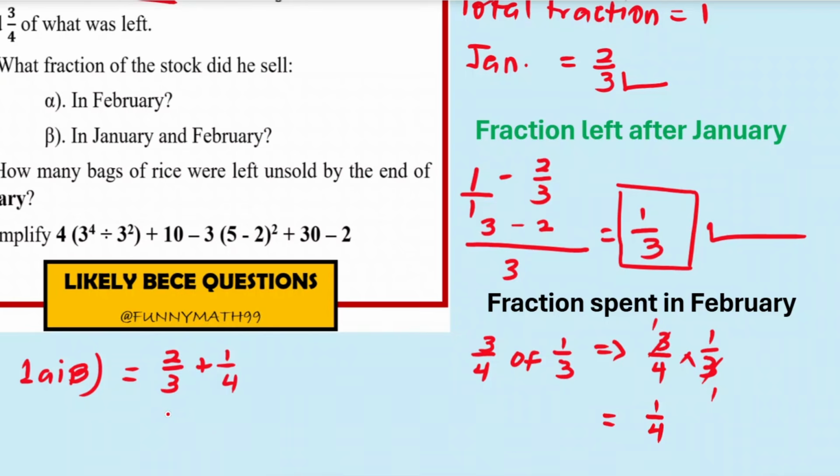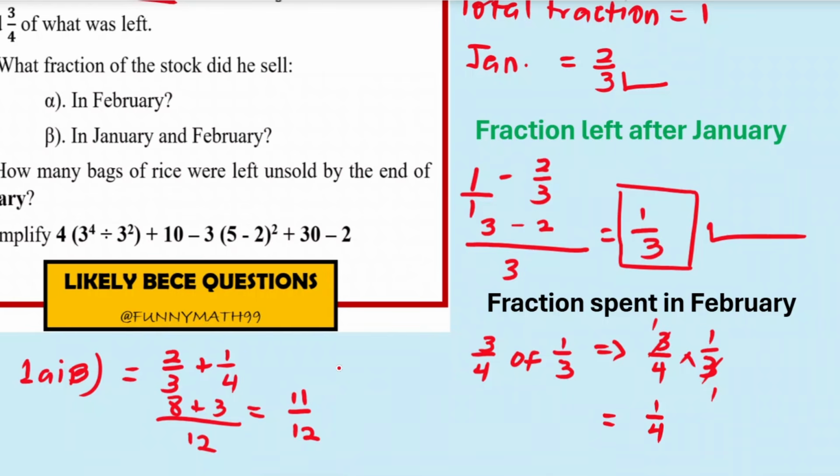So you have to find the LCM, and that's going to be 12. So 3 goes into 12 4 times. 4 times 2 is going to be 8. So we have 8 here. 4 goes into 12 3 times, 3 times 1 is going to be 3. So we have 11. 8 plus 3, that's going to be 11 on 12. So that's the fraction spent altogether for January and February.